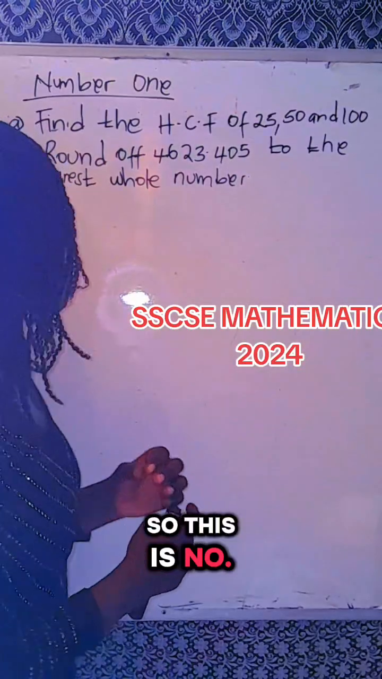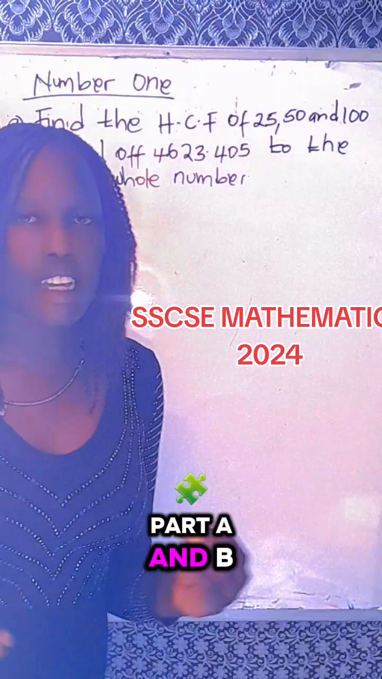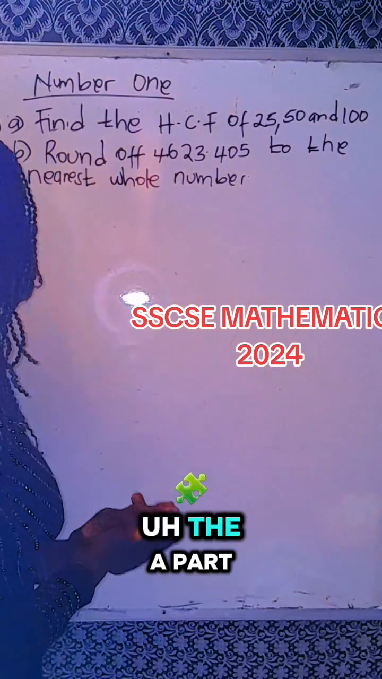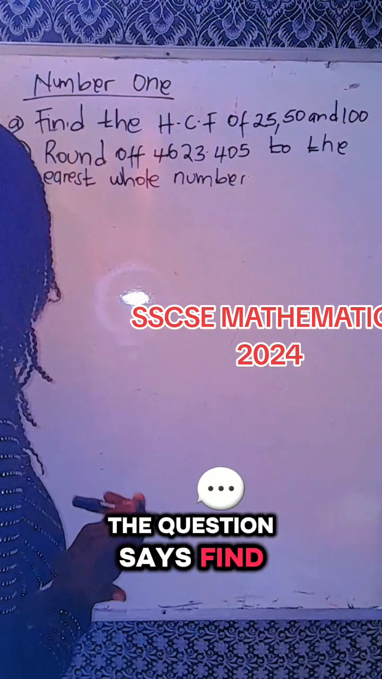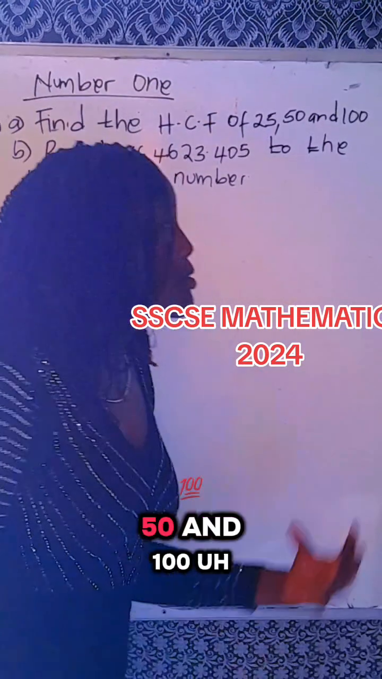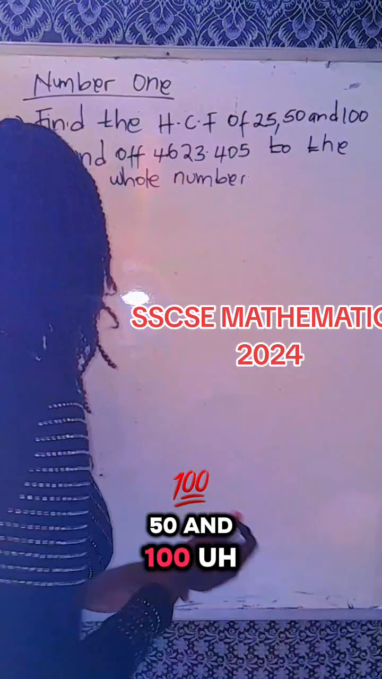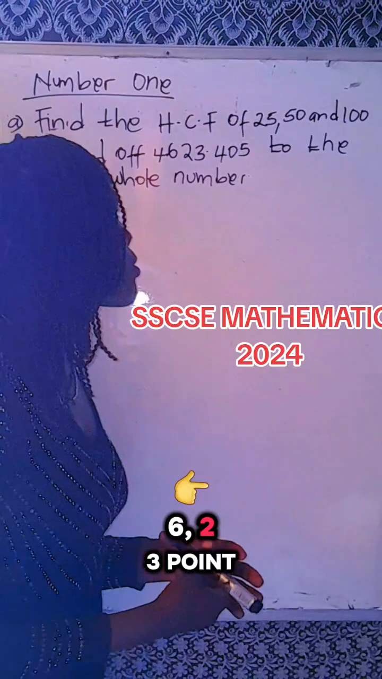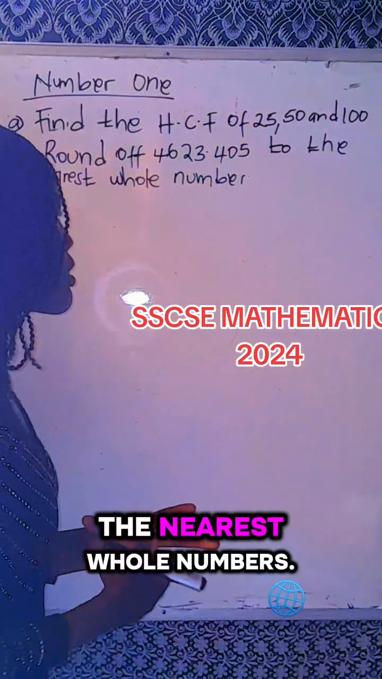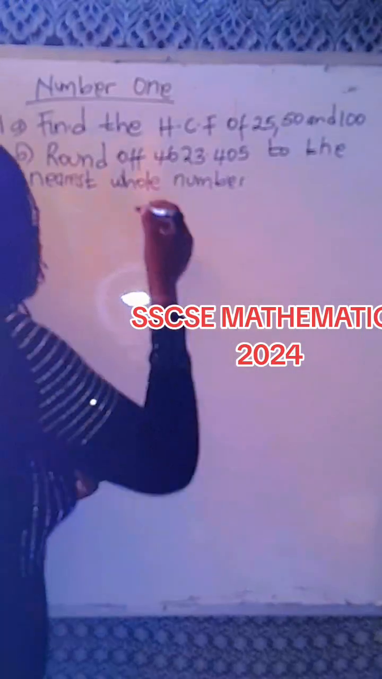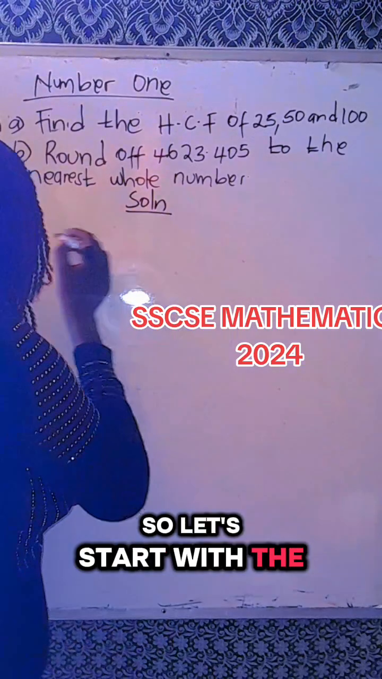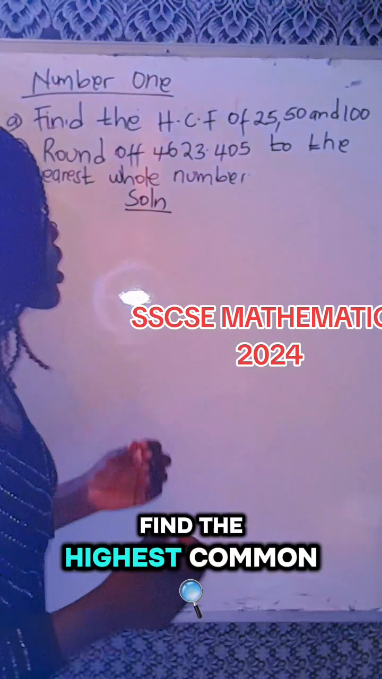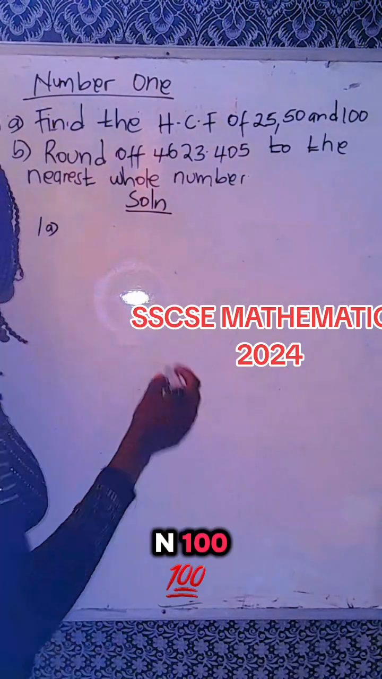So this is number 1. It has part A and B. Let's begin with the A part. The question says, find the highest common factor of 25, 50, and 100. Then the B part says, round off 4,623.405 to the nearest whole number. So let's start with number 1, A. How do we find the highest common factor of 25, 50, and 100?